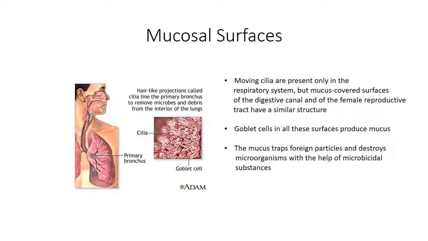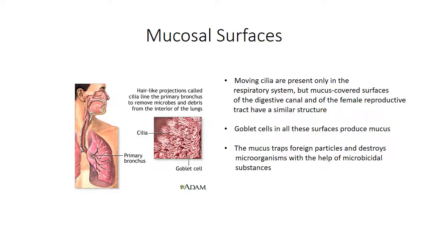The respiratory system has one unique feature. On the mucosal surfaces of the respiratory tract, there are special appendages called cilia, and they move rhythmically, up, down, up, down. And they are sort of driving particles that you inhale into the mucus and make these particles stick to the mucus.